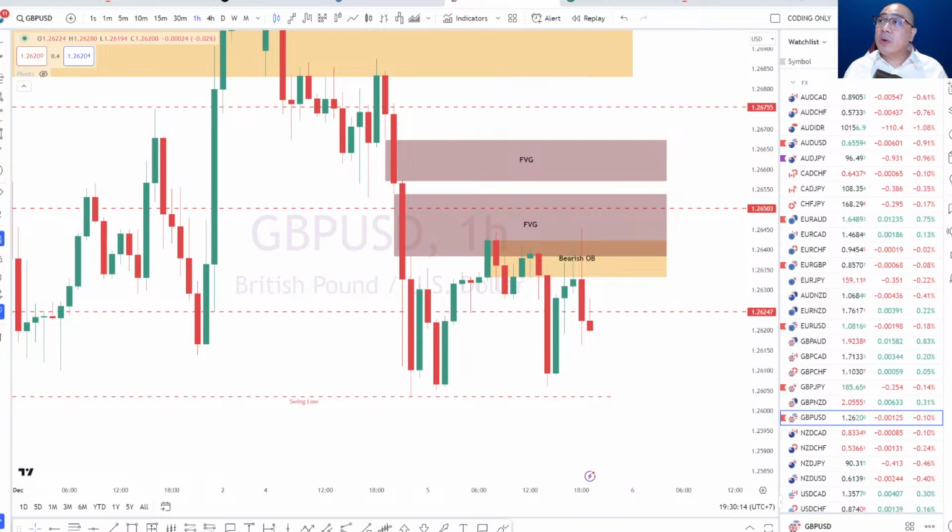How many times can an order block be mitigated? You mean how many times the market can come back to that order block? As many times as it wants, until that order block is cleared or there's a clear rejection.